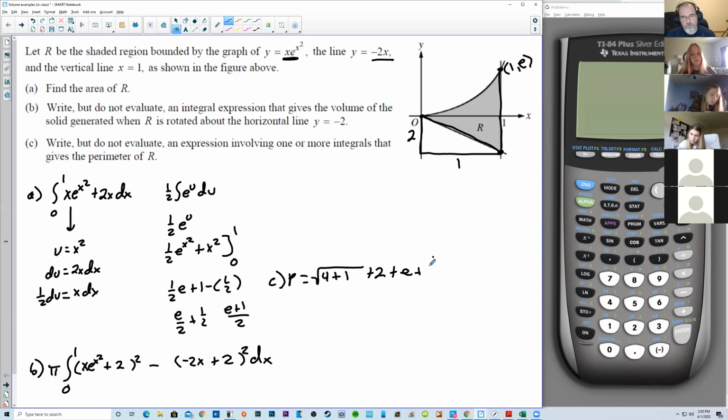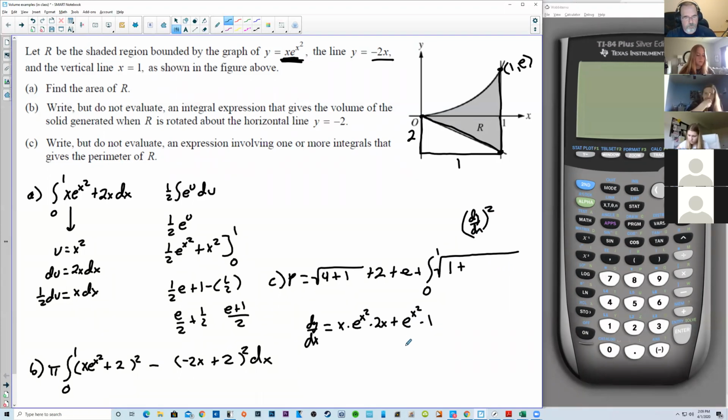So plus the integral from 0 to 1 of the square root of 1 plus, and I need the derivative squared there. I need dy dx squared in this place right here. But it's a derivative of that curve. So dy dx is equal to first times the derivative of the second. So there's a derivative of the inside, chain rule, plus the second times the derivative of the first, which is 1.